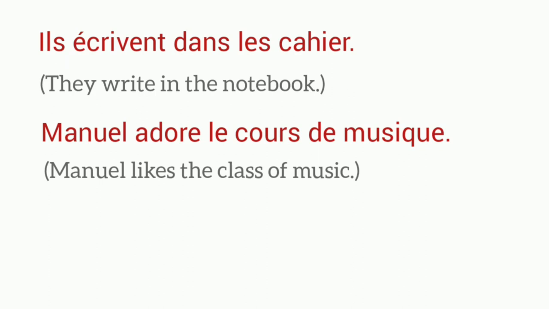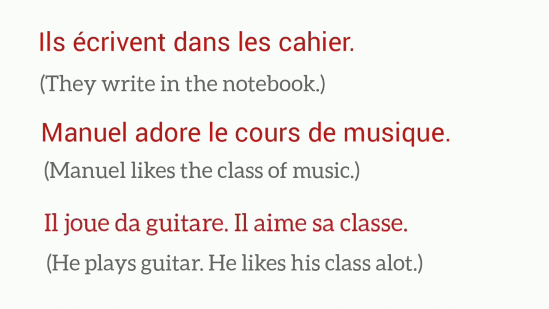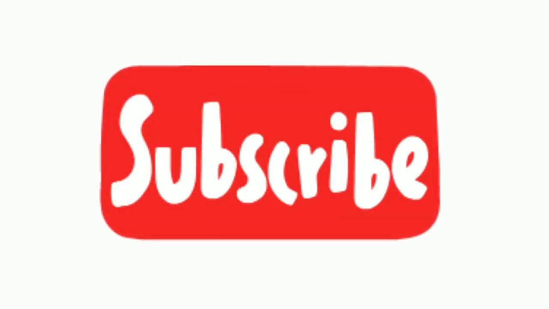Okay, and if we want to say he plays guitar, so how we'll say he plays guitar? Il joue de la guitare. And the ending line can generally be he likes his class a lot. So, il aime sa classe. So, this is a small paragraph or 5-6 lines about my class. Ma classe. Okay. Try writing more sentences.